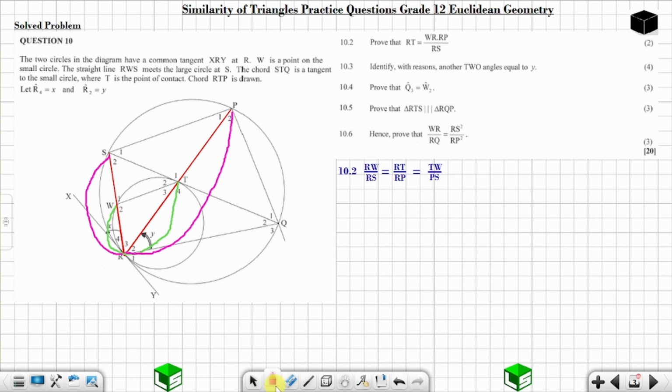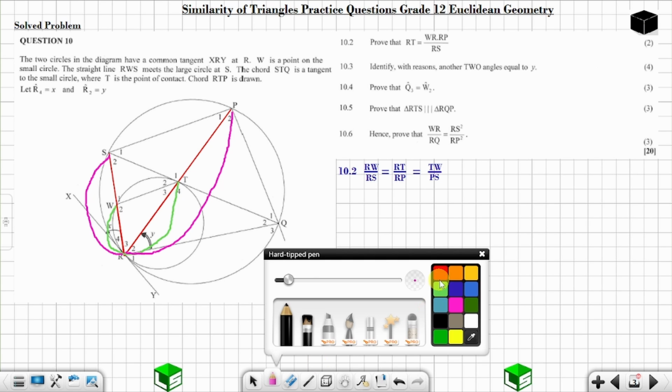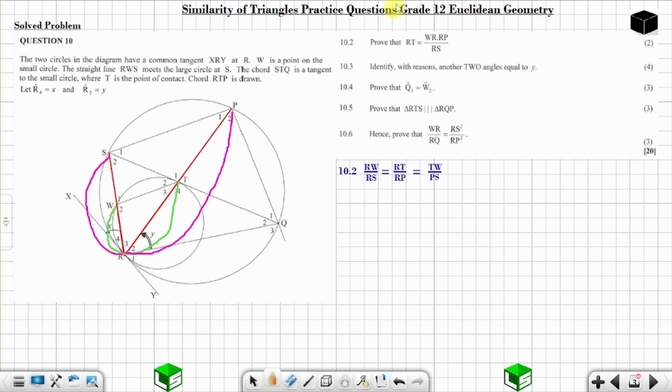You need RT, WR, RP, RS. So WR, RS, RT, RP. So you are going to use this part only.